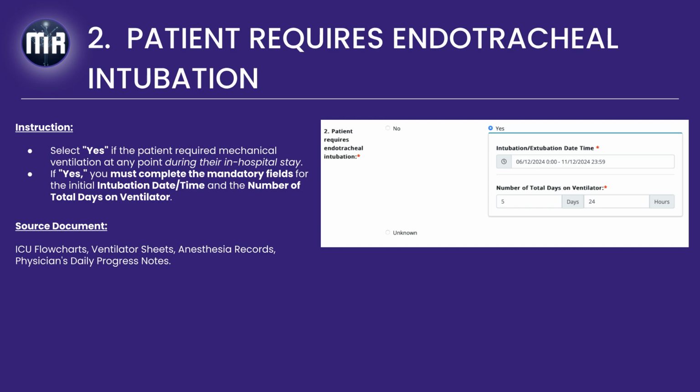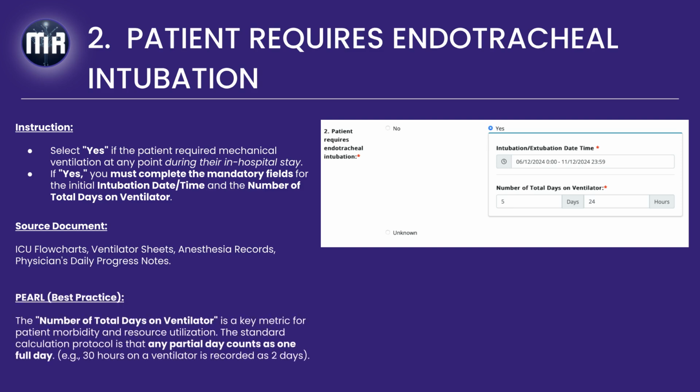The source documents for this information will be the intensive care unit or ICU flowcharts, ventilator sheets, anesthesia records, and the daily physician progress notes. The pearl, or best practice, here is to understand the importance of the number of total days on ventilator. This is a key metric for measuring both the severity of the patient's condition and the hospital resources utilized.